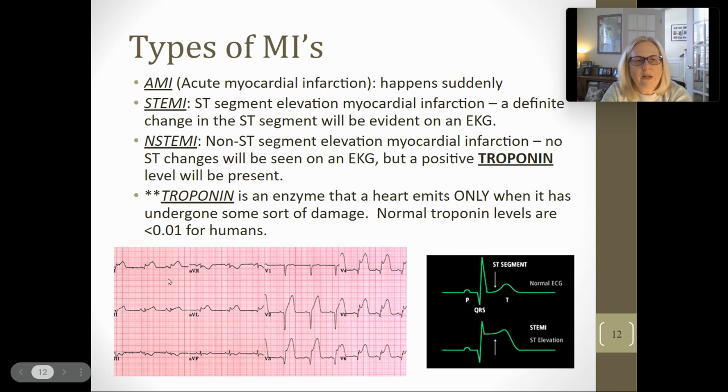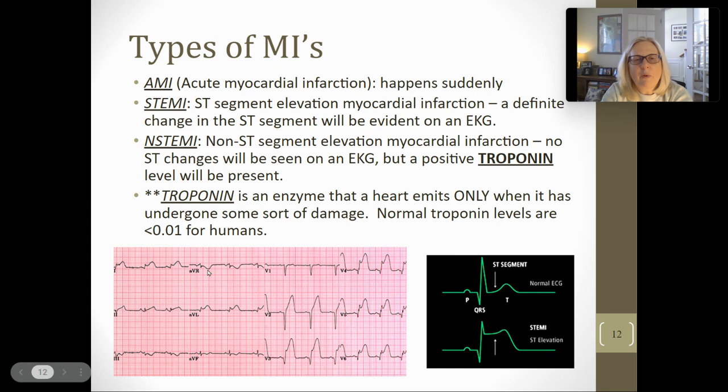I'll review it again. 1 and AVL was lateral. They go together. 2, 3 and AVF were inferior. They go together. 1, 2, 3, and 4 are anterior. We did have right septal and left septal, but they're all anterior, so it doesn't matter. And then 5 and 6 are apical.